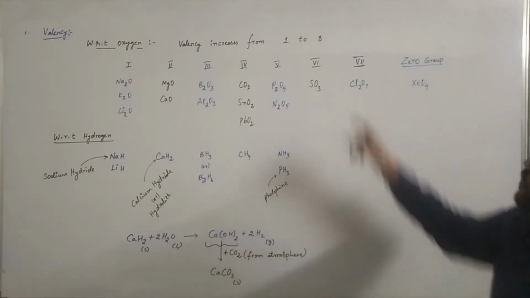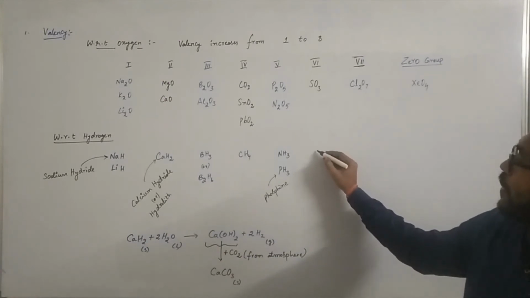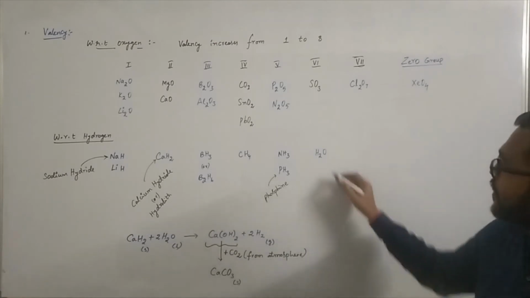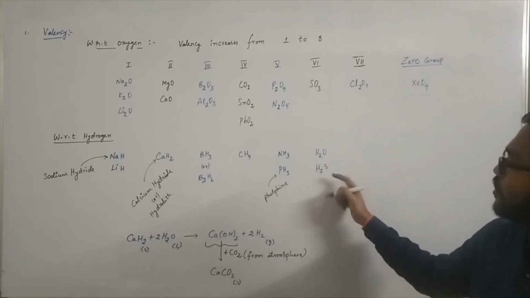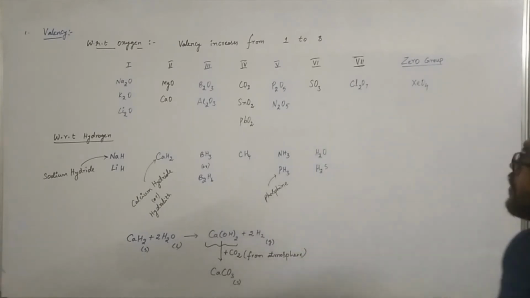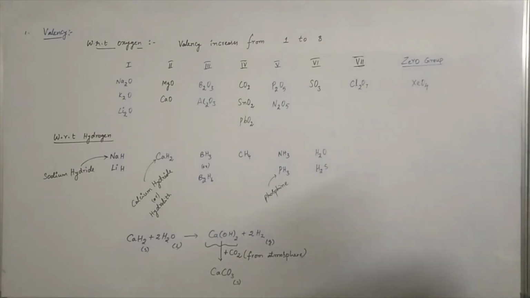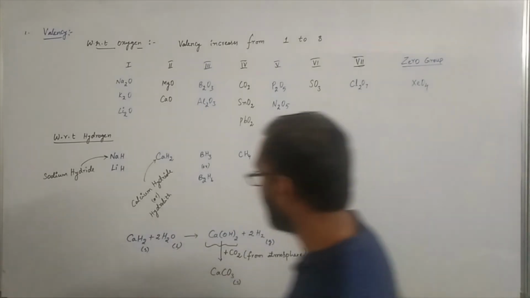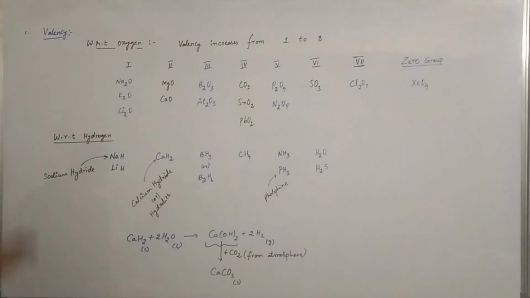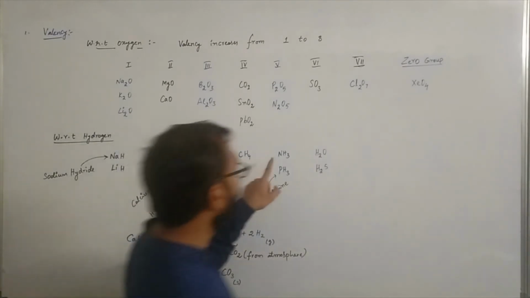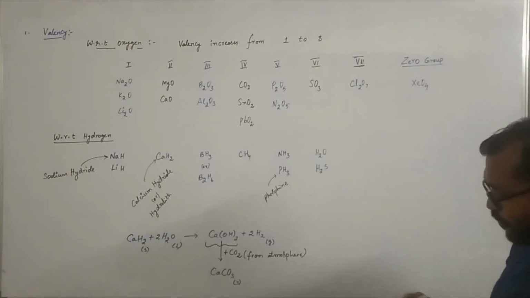Now coming to sixth group, H2O, simply H2O. H2S, hydrogen sulfide, hydrogen oxide, water. Now, similarly, zero group elements, no need. They don't form hydrides. So with respect to hydrogen, what about valency? Increases from 1, 2, 3, 4 and decreases from 3, 2 and of course for seventh group also we need to write down.